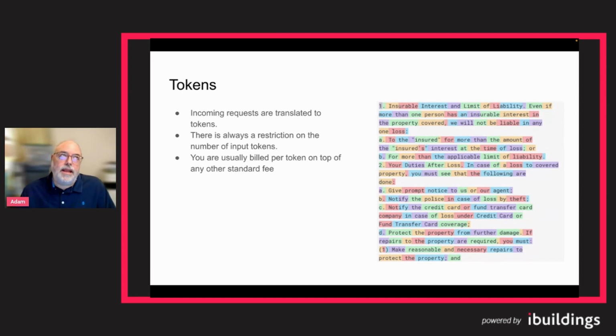And there is always a restriction on the number of tokens, and you will usually be billed per token on top of any other standard fee. Unless you're hosting your own model, if you're using just an API where you're accessing somebody else's model, they're going to charge you per token. So you should be cognizant of how much you're sending and how much you're receiving, because that can affect the overall cost of your system.